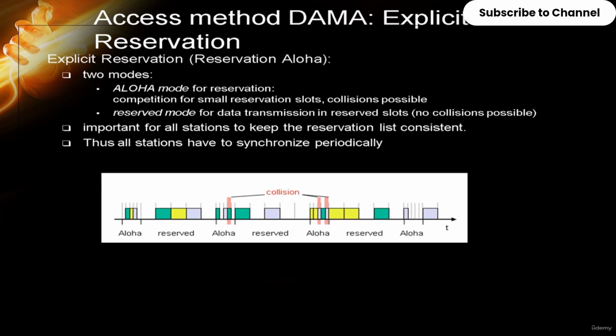So, access method DAMA, explicit reservation. Explicit reservation has two modes. One is Aloha mode for reservation. That is, the competition is among small reservation slots, and collision may be possible. Here the small reservation slots need a particular slot, so collision occurs. It is important for all channels to keep a reservation list consistent.